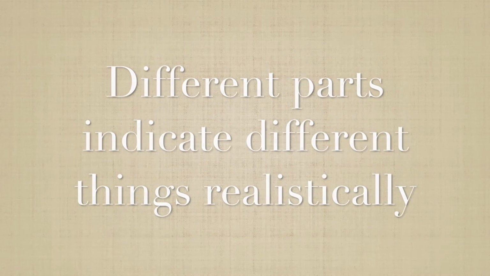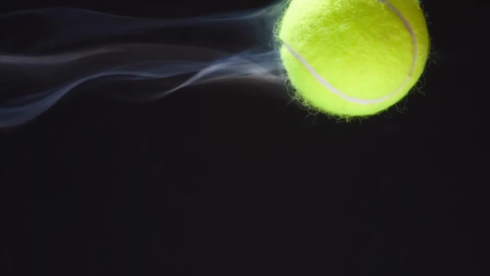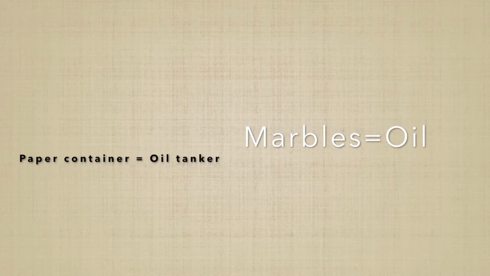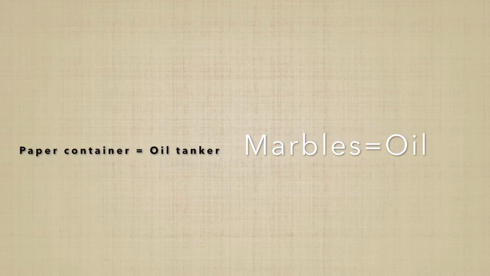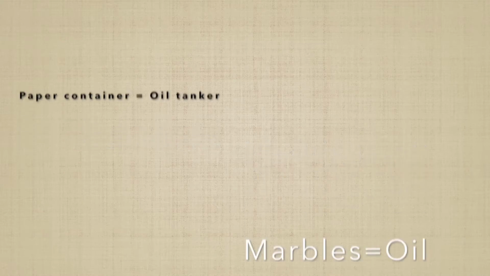Different parts indicate different things realistically. The force provided by the ball represents an accident that may crack the oil tanker, which could make the oil spill on the ocean. And the paperboard container represents the oil tanker. The small marbles in the paperboard container represent the oil.